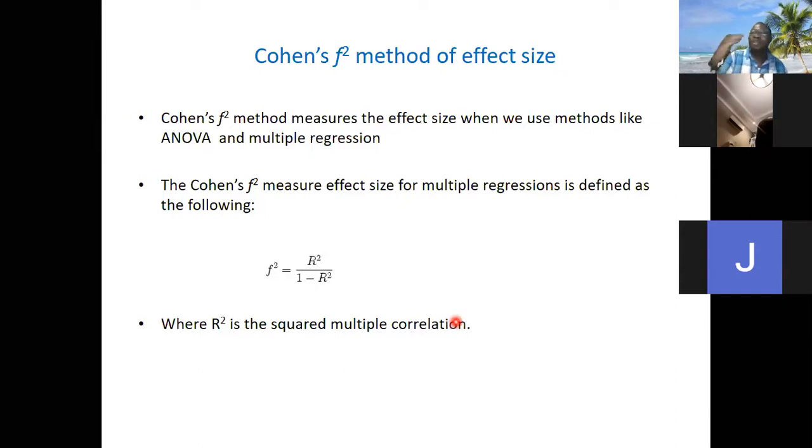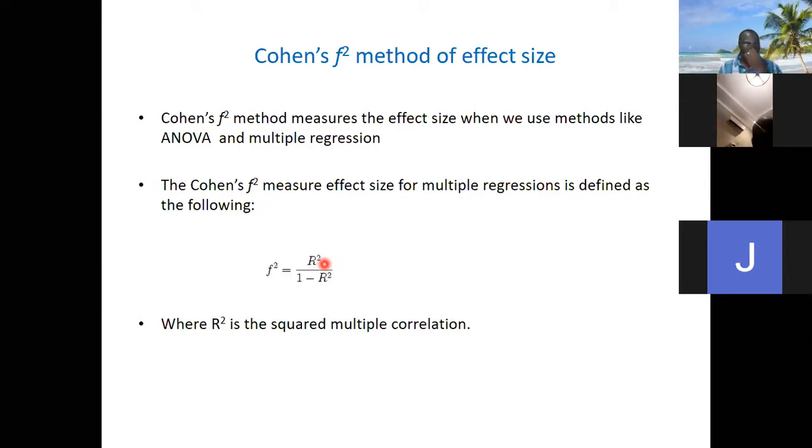The other one is coefficient of determination. Yeah, this one is coefficient of non-determination. Of course, when you add the coefficient of determination and the coefficient of non-determination, it gives you the total 1 or 100%. So what Cohen now did here is to take the R square, which is the coefficient of determination, over 1 minus R square, which is the coefficient of non-determination.